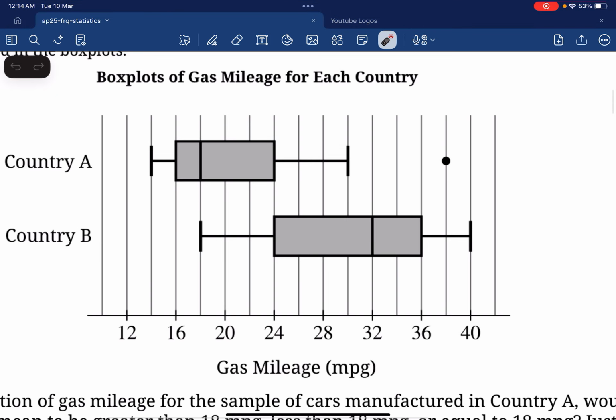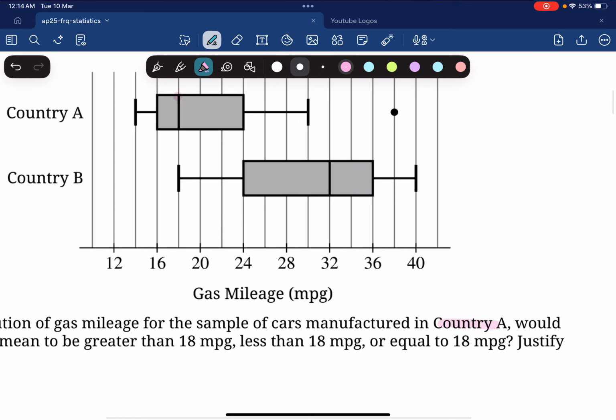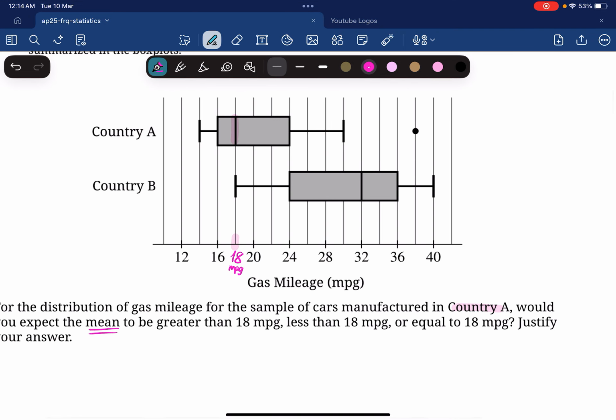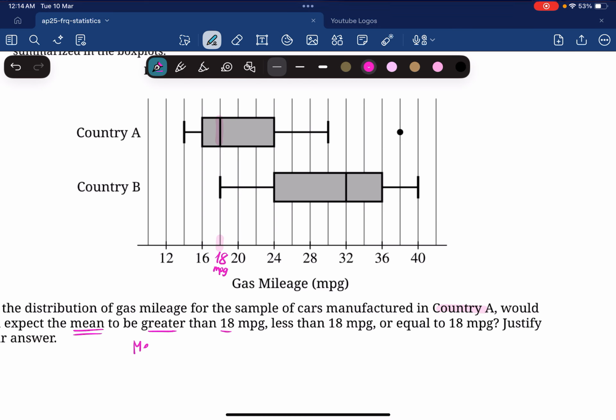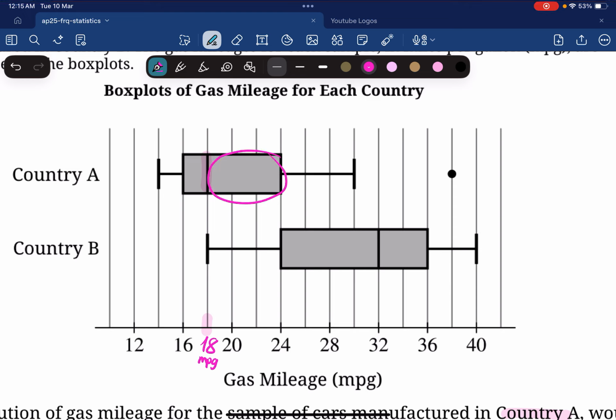And so if we look here for country A, our median is 18 miles per gallon, right? And they're asking us, would the mean be greater than 18, less than 18, or equal to 18? So basically they're asking us to compare the mean with the median of our box plot, right? And in country A, we said that the box is larger on the right side and the tail is longer, and we have an outlier on the right side. So we said that in country A, our distribution is skewed to the right.